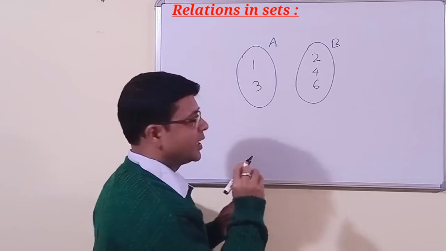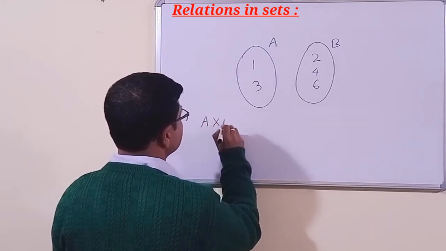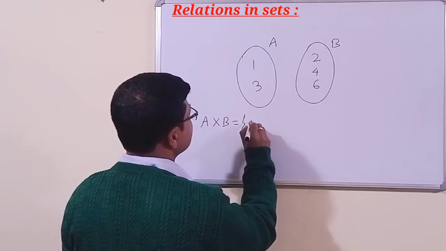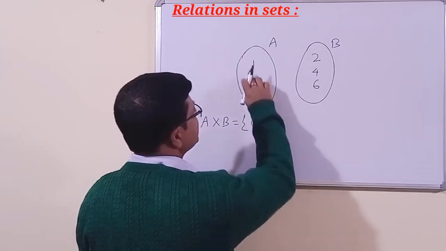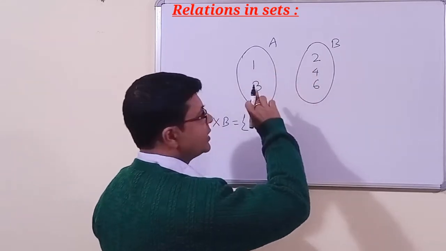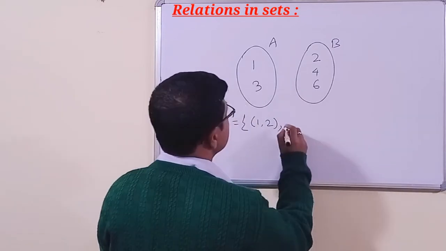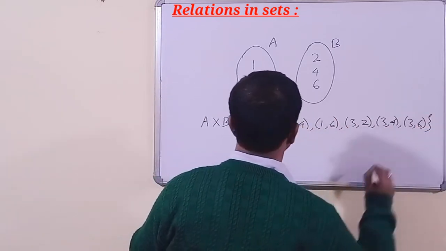We already learned the Cartesian product of two sets. Let us find this first, A cross B. 1 will be paired with 2, 4, 6: (1,2), (1,4), (1,6). Then 3 is paired as (3,2), (3,4), (3,6). We get the Cartesian product.